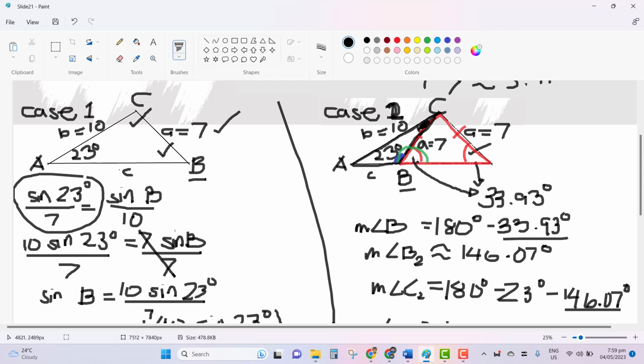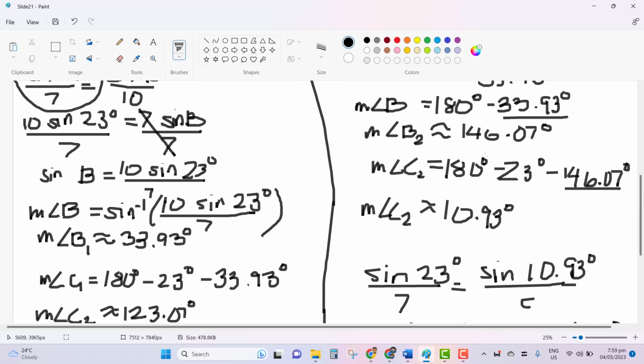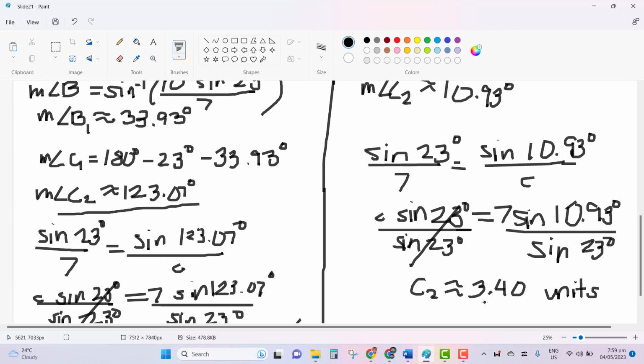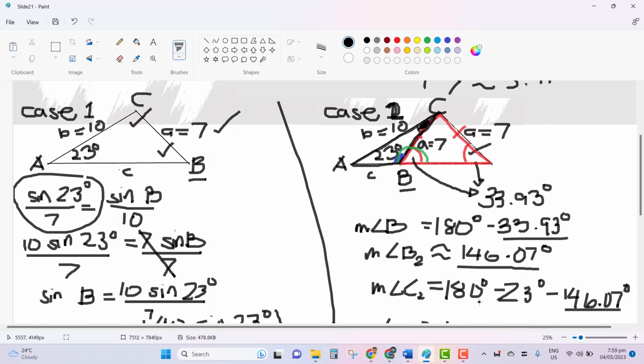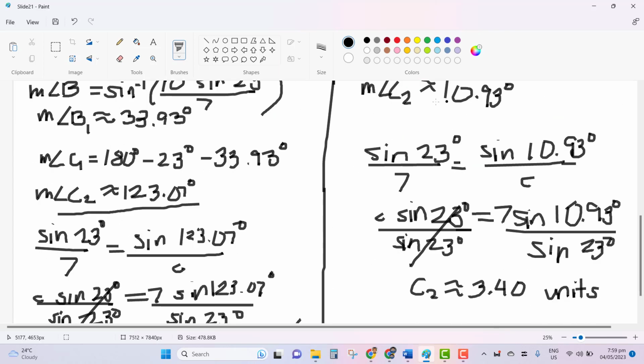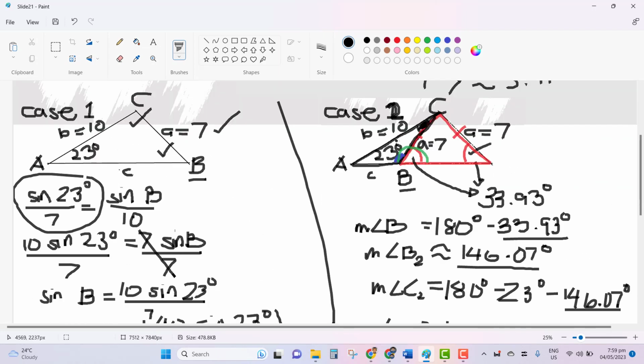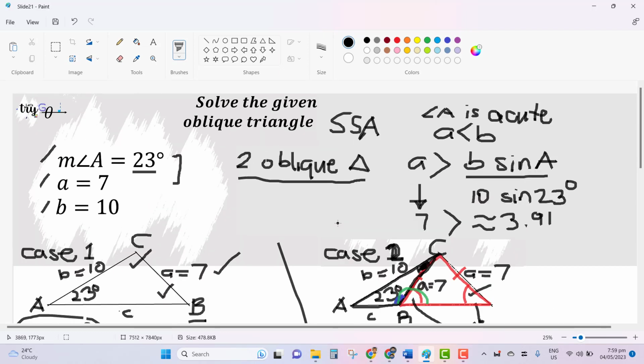Our largest angle is angle B, that's 146.07. Our side B is 10 versus 7. Our C is 3.4, very small. That's correct. And our smallest angle is actually 10.93 degrees. That's C2 here. So side C should be shorter, 3.4 versus 7 versus 10. So this is the very lengthy process when you have two oblique triangles for SSA situations, but still using the law of sines and the appropriate relationships that you can draw in any oblique triangle.